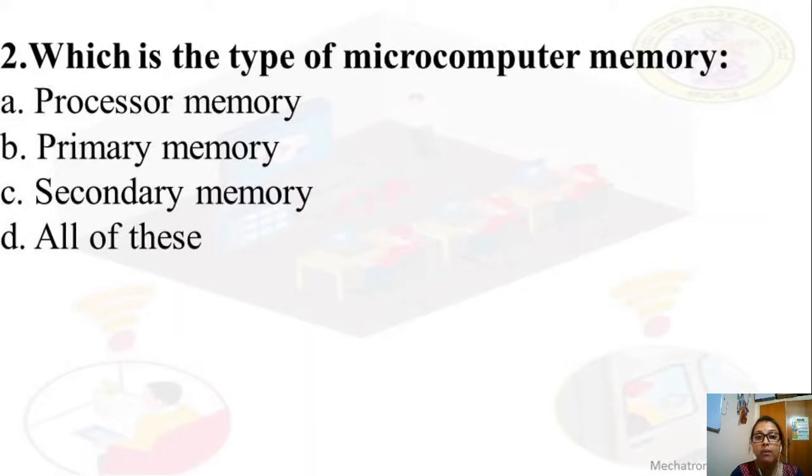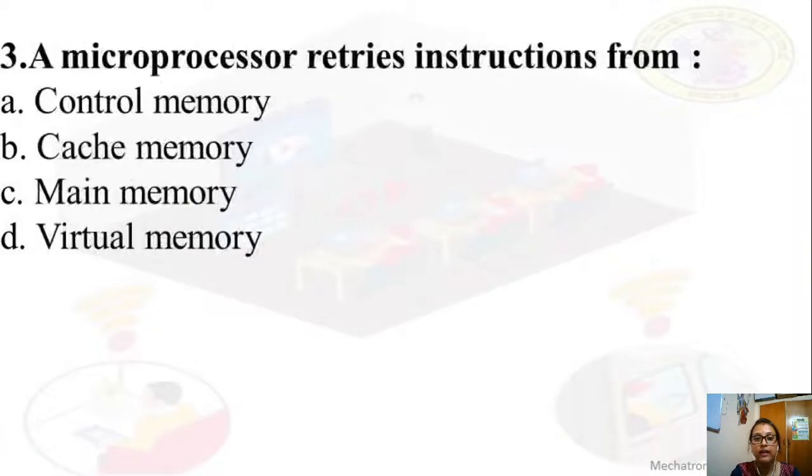Next, which is a type of microcomputer memory? Primary memory, processor memory, secondary memory, or all of this. Once again the answer is all of this. It has processor memory, primary memory and secondary memory. Next, a microprocessor retrieves the instructions from control memory, cache memory, main memory or virtual memory. A microprocessor always retrieves the instruction from main memory.